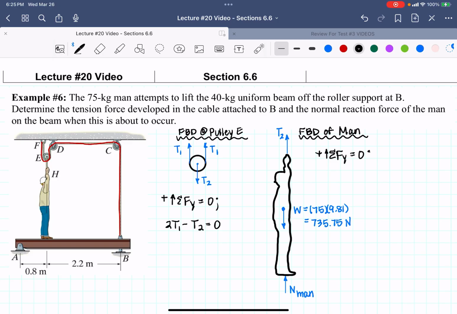So we're going to say sum of the forces in the y equals 0. And we are going to have that T2 minus W, which is 735.75, plus the normal force of the man equals 0.